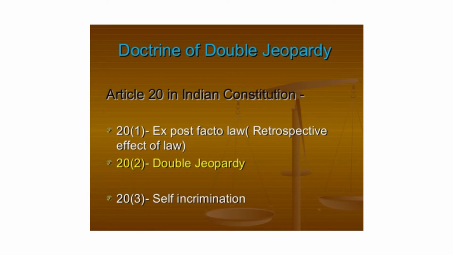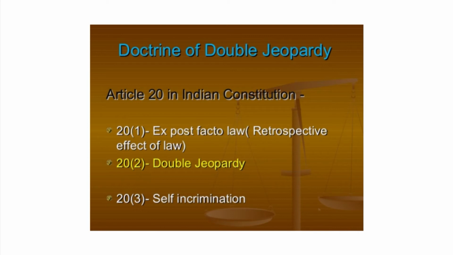This provides for three types of protection of the individuals against the state. First, retrospective criminal legislation. This is also known as ex post facto criminal legislation. Under this, a person cannot be convicted for an act that was committed at a time when the act had not been declared by law as an offense. This means that criminal legislation cannot be given a retrospective effect.